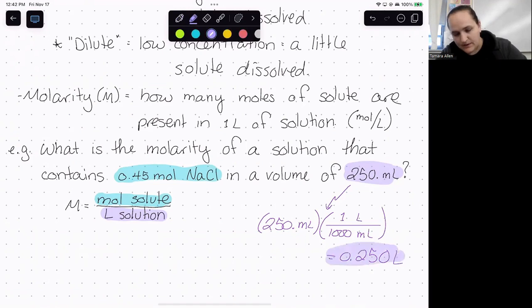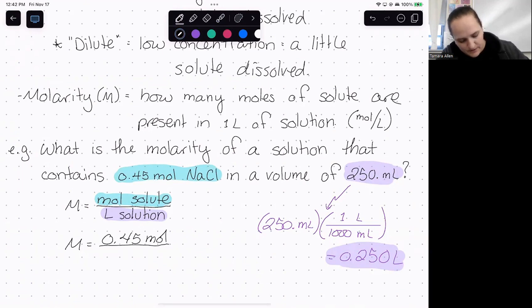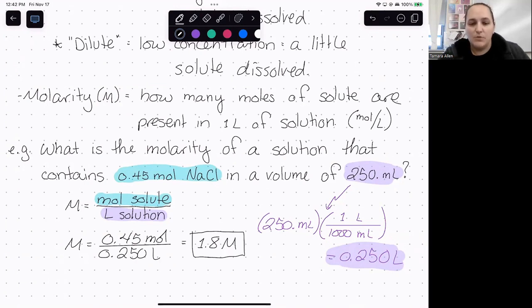And now this is really the value that we want to be using when we go to calculate our molarity. We always need to have moles of our solute and the volume of our solution in liters. So to calculate the molarity, once we've done that one little unit conversion, we're just taking 0.45 moles and dividing by that volume in liters. So this gets us a molarity of 1.8. So we would say that that is a 1.8 molar solution.